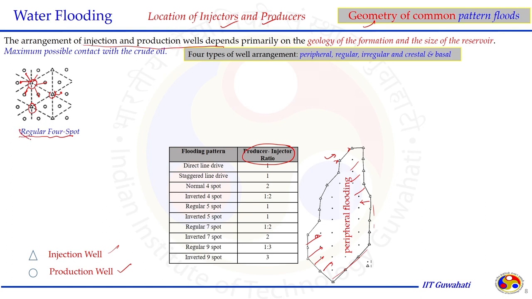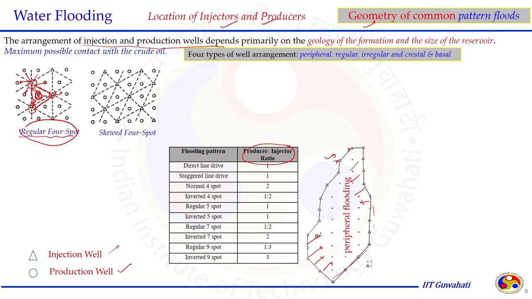But when we look at the regular four spot pattern, there is one production well, supported by three injection wells in a triangle shape. The second is the skewed four spot. In this also, a similar arrangement, three injection wells support one production well, and the shape is a little bit skewed. The five spot is the arrangement where four injection wells support one production well. In total we have four injection wells and one production well, that's why it is a five spot, and the arrangement ends up in a square shape.